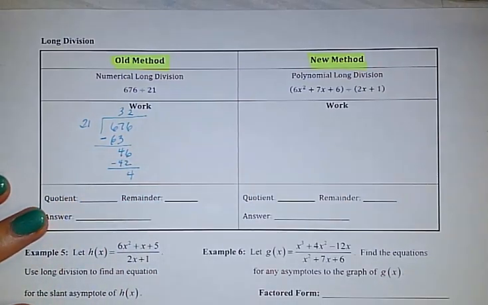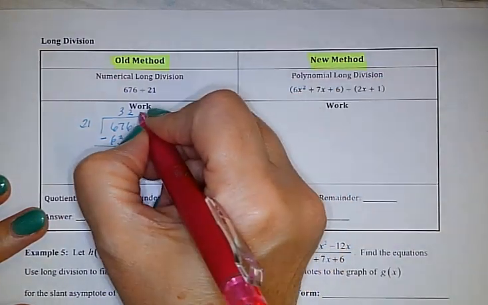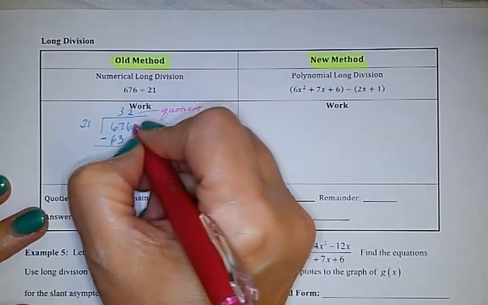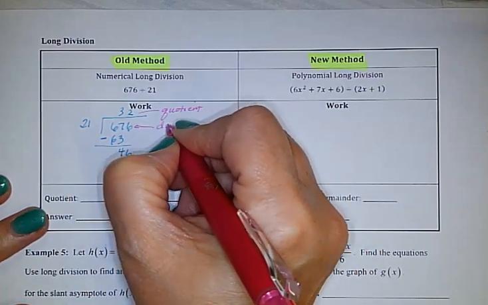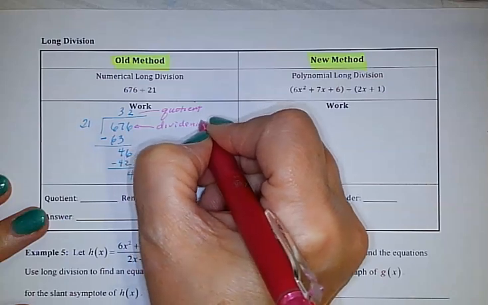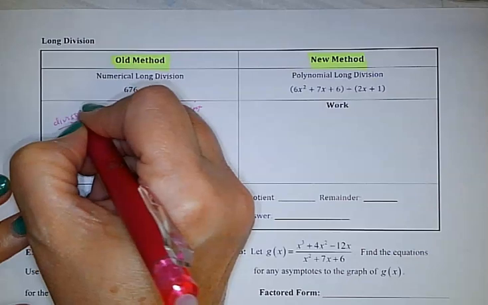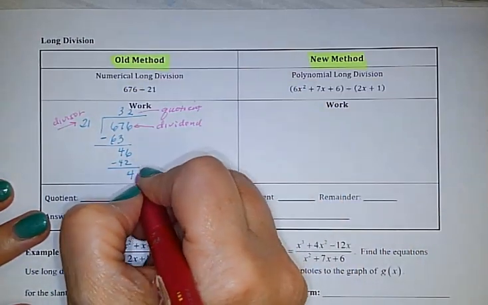And I subtract and find my remainder to be 4. So if we're looking at all of the parts here, this is the quotient, this is the dividend, this is the divisor, and this is the remainder.